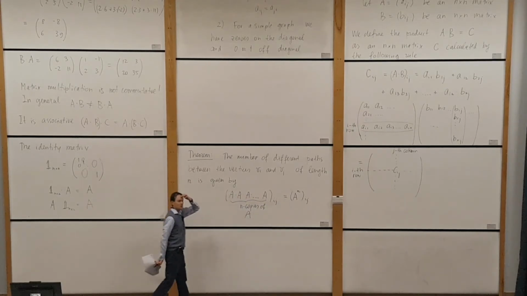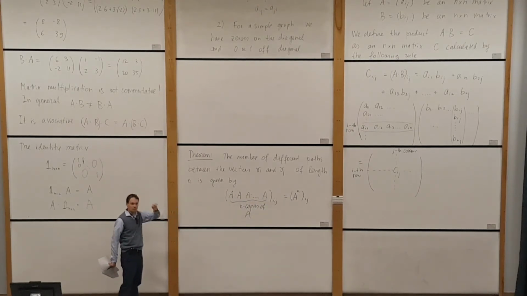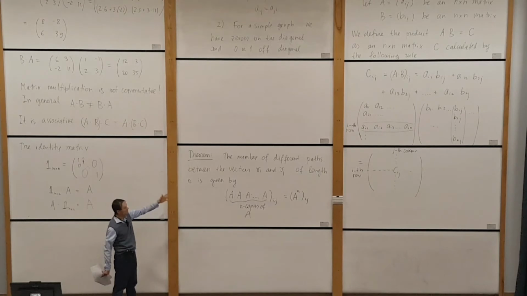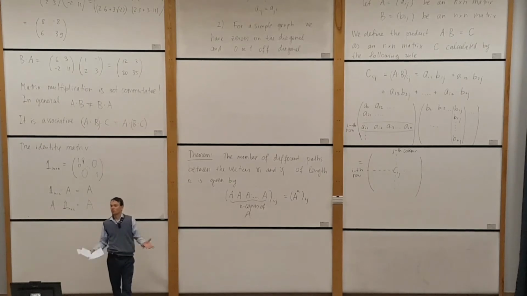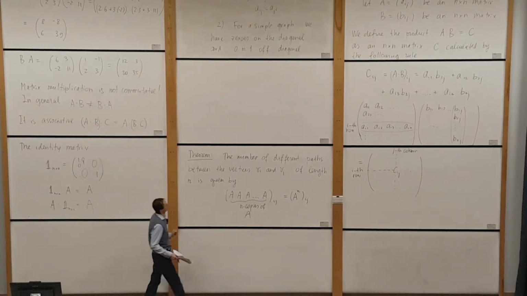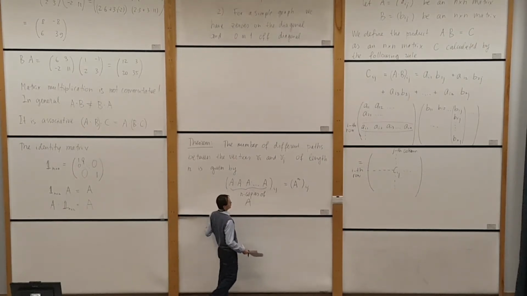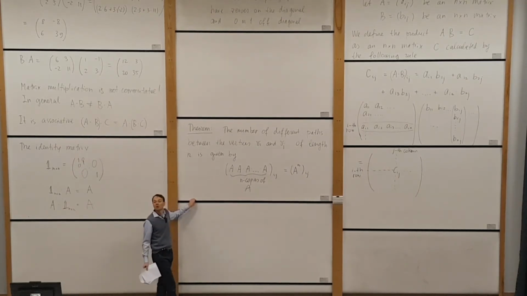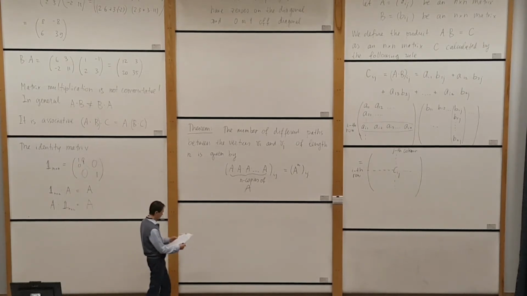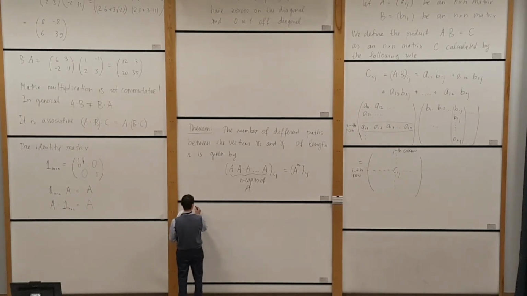I'm going first to do a concrete example in which I'll use this theorem to calculate numbers of paths, and then I will discuss why it works. It might look mysterious why matrix multiplication has anything to do with counting different paths. So I'll try to demystify that later. But first, the example.